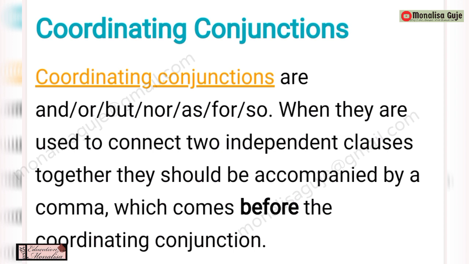Coordinating conjunctions. You will write number 1, then write this. Coordinating conjunctions are and, or, but, nor, as, for, so. When they are used to connect two independent clauses, means sentences, together, they should be accompanied by a comma which comes before the coordinating conjunction. So, this is what you have to keep in mind.